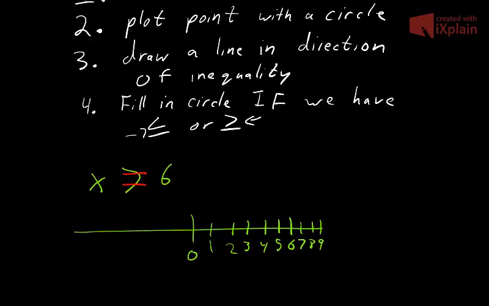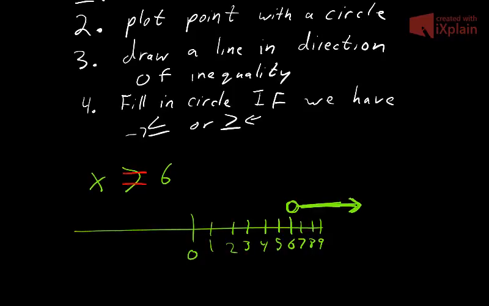So I'm going to find 6. I'm going to draw a circle above it. And after that I need to draw a line in the direction of the inequality. This says x is greater than 6. So if x is greater than 6, then I want to go that way. So that's where my line's going to go. And I'm going to draw an arrow to say that it keeps on going. After that, I have to check to see if I need to fill in the circle. And I don't have a less than or equal to or a greater than or equal to sign. It's just greater than, so I don't need to fill in the circle, so it's going to stay blank.